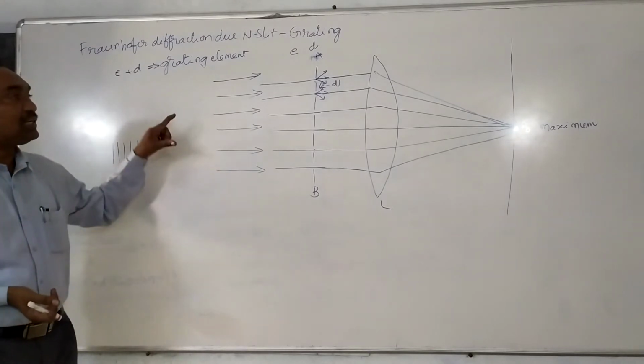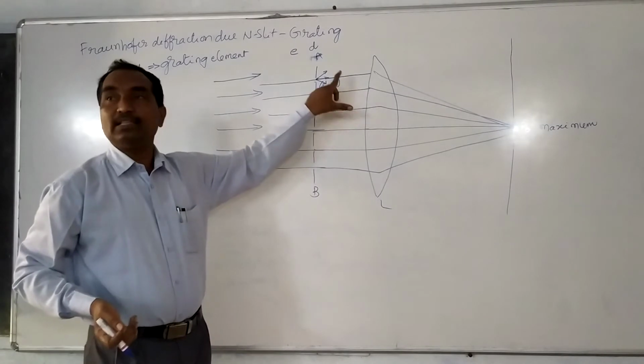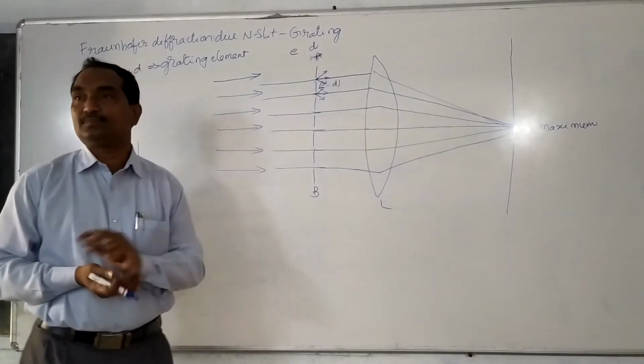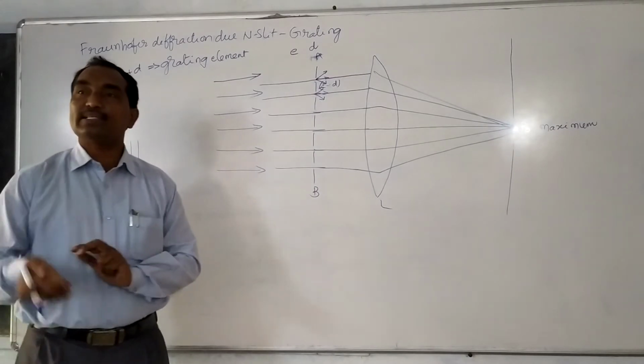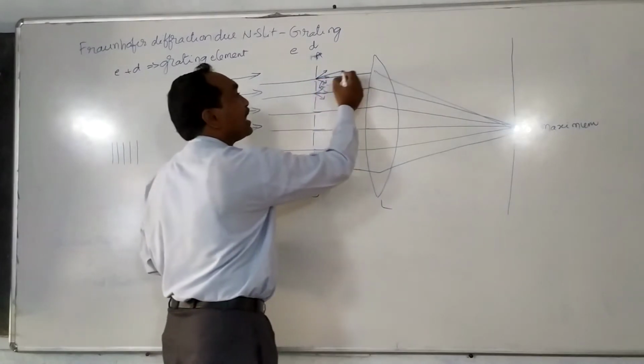But not all the rays move along the direction of the incident rays. Some secondary waves are diffracted at some angle. As usual, what we discussed in the double slit experiment, the ray is diffracted at an angle theta.